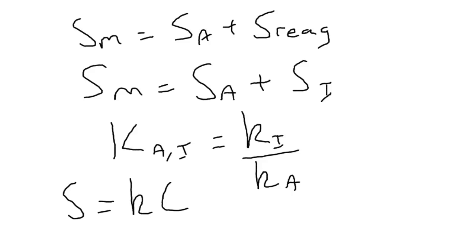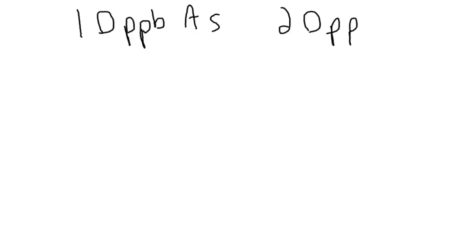For example, let's say we have a method for measuring arsenic, and we measure 10 ppb arsenic in the presence of 20 parts per billion of cadmium. And cadmium acts as interference because it increases the signal by 24%. So what's our value of K, our selectivity coefficient? Well, in order to do that, we need to know those proportionality constants, those ks. This is parts per billion.